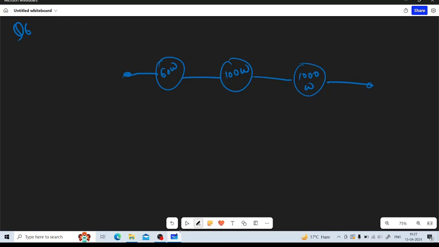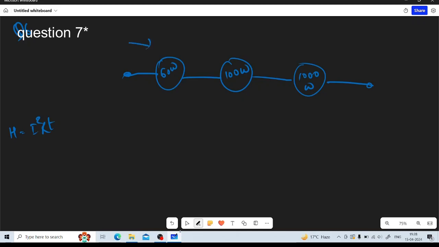Question number 6: when bulbs of 60 watt, 1000 watt and 100 watt are connected in series, which will glow the highest, the brightest? The one that produces more heat will glow the brightest. Now heat produced, we have Joule's relation I square RT. Heat produced depends on current flowing, resistance and time.